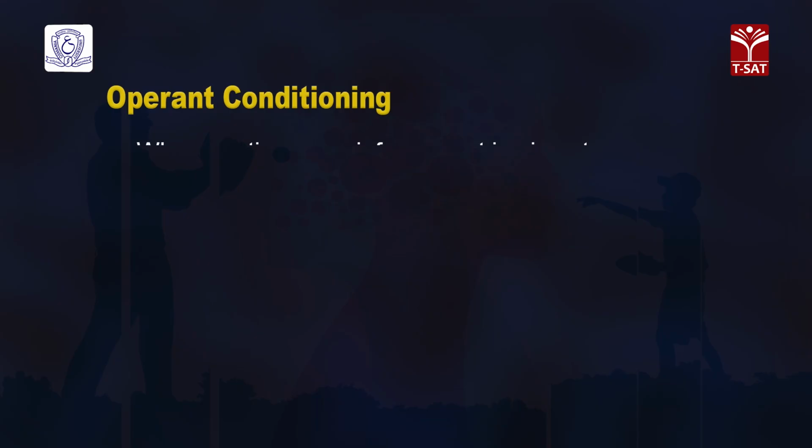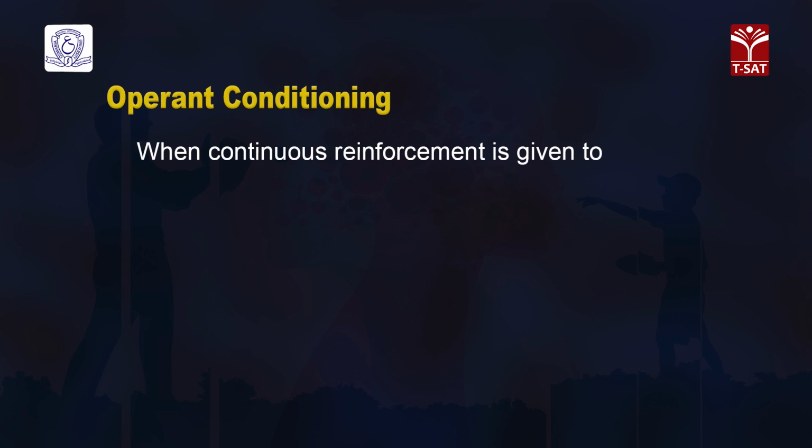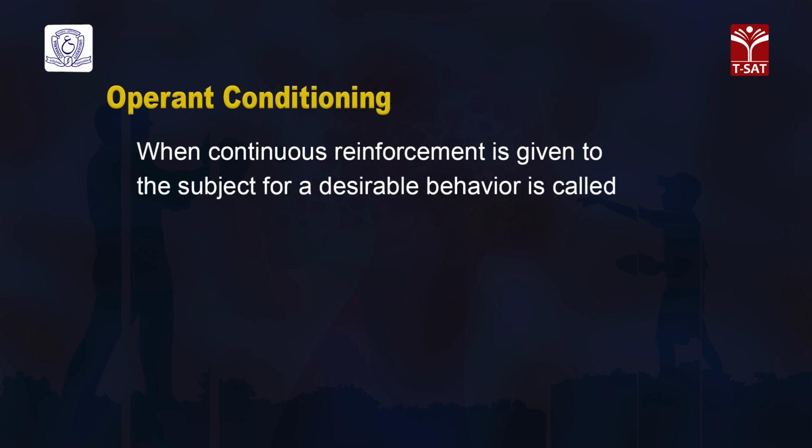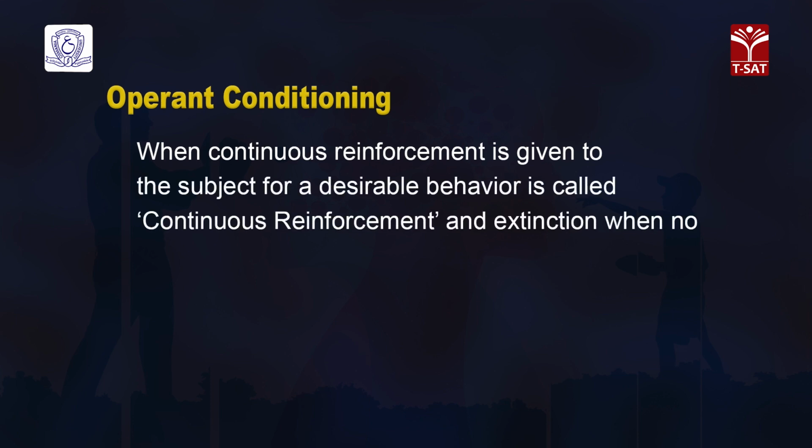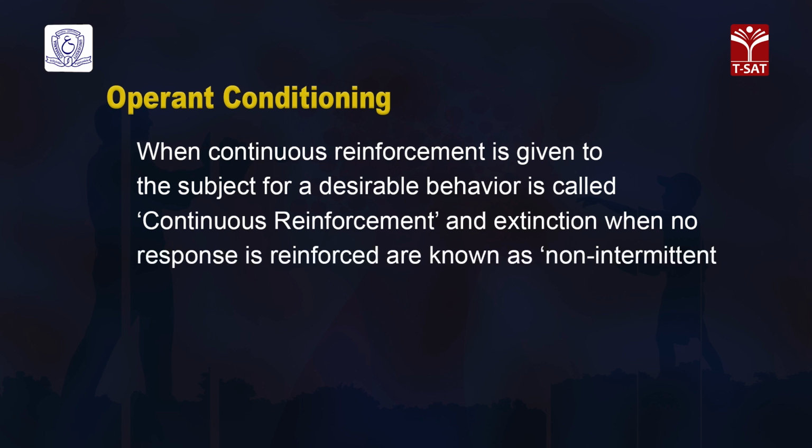Non-intermittent reinforcement is introduced to see whether a response is strengthened or weakened if reinforcement is not given. When reinforcement is given to the subject for every desired behavior, it is called continuous reinforcement. Extinction, when no response is reinforced, is also known as non-intermittent reinforcement.